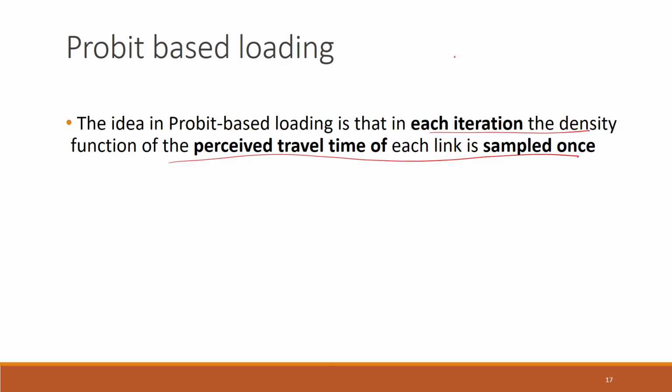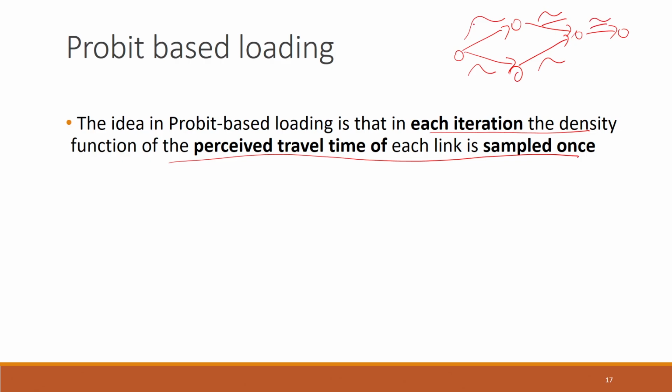So, suppose you have a network here. Now suppose we know that the link travel time of each link here has some distribution, and it will be assumed that these distributions are normal. So, the distribution of the perceived travel time of each link is shown here. It is given.